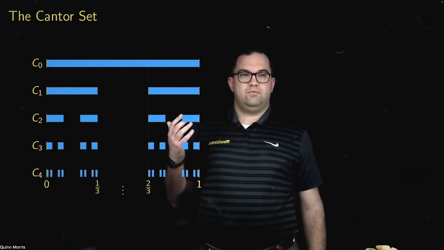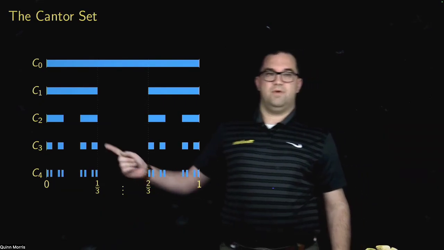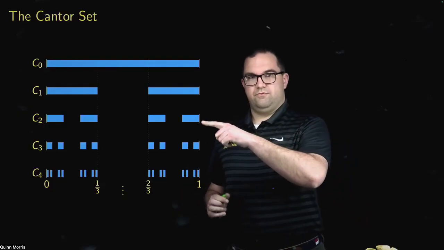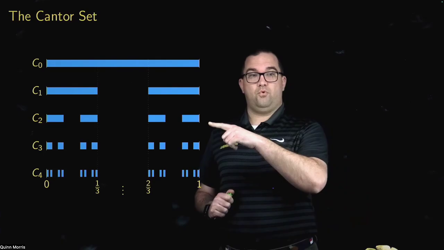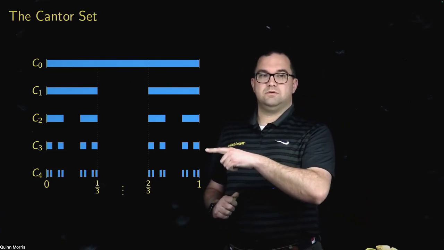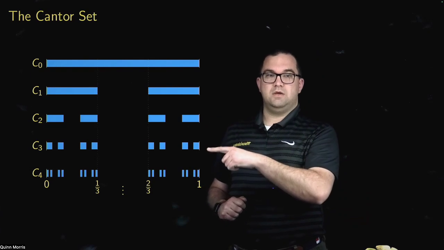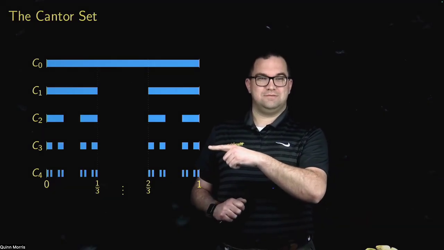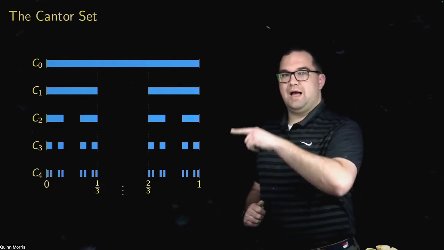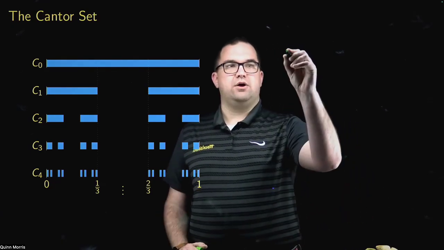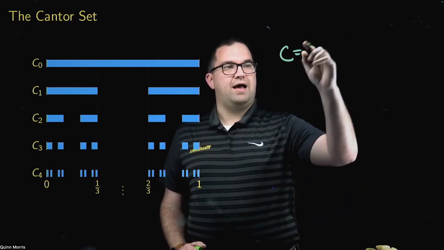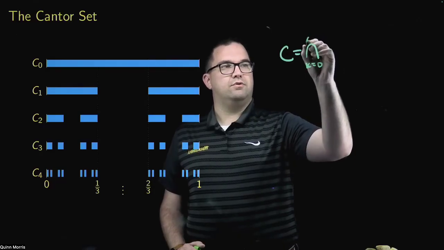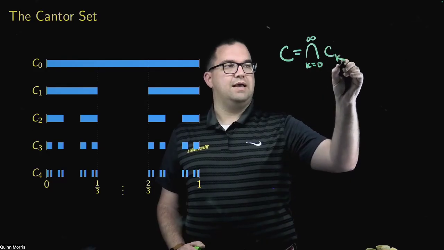Now, I take C1, which is now really just a union of two closed intervals. I remove the middle third of each of those, and that gives me C2. Now, C2 is just a union of four closed intervals. From each of those disjoint closed intervals, I remove the middle third, and I'm left with 8 disjoint closed intervals. I remove from each of them the middle third. So I iteratively do this. The Cantor set, which we call C, is in fact the intersection over k equals 0 to infinity of all of these Ck's.